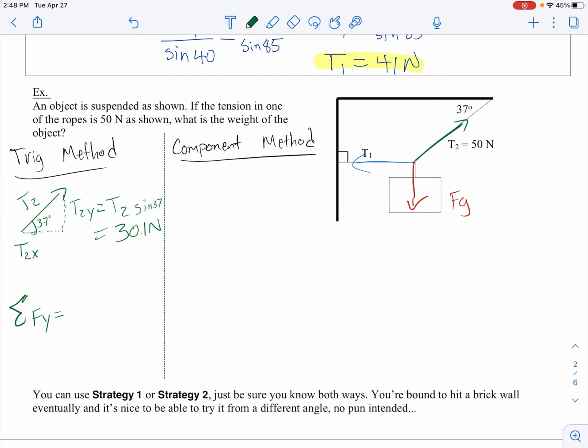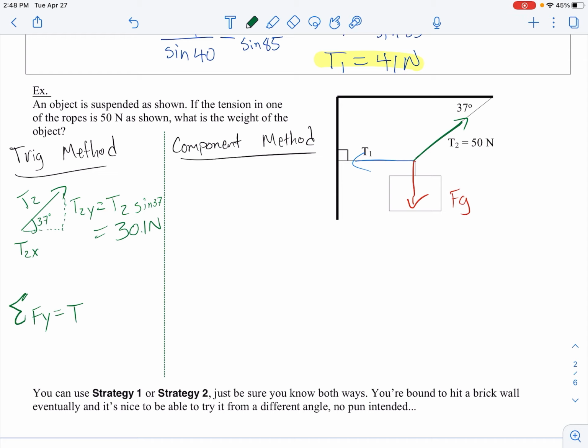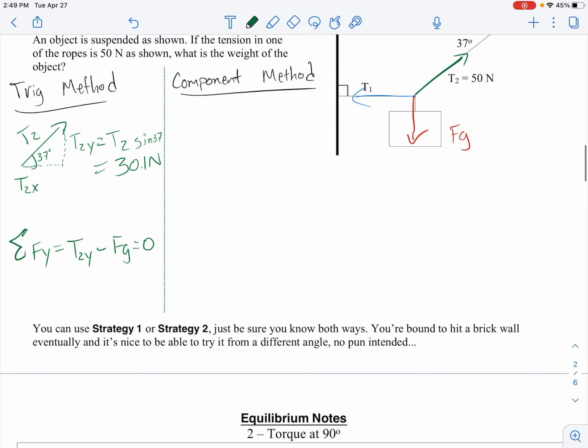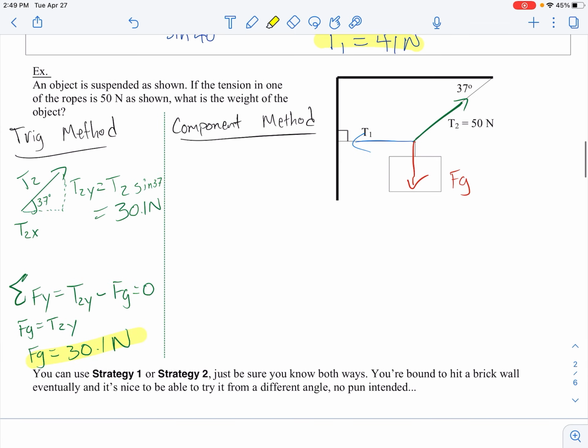So if we're talking about our net force, we know that the net force is going to be the y component of T2 minus gravity equals 0, which means that Fg is going to equal T2y, which means Fg equals 30.1 newtons. Don't really need to do anything more than that. Again, it's asking for the weight, not the mass. If we want to know the mass, you just divide that by gravity. So, pretty straightforward for the trig method, and that one was deceptively easy.